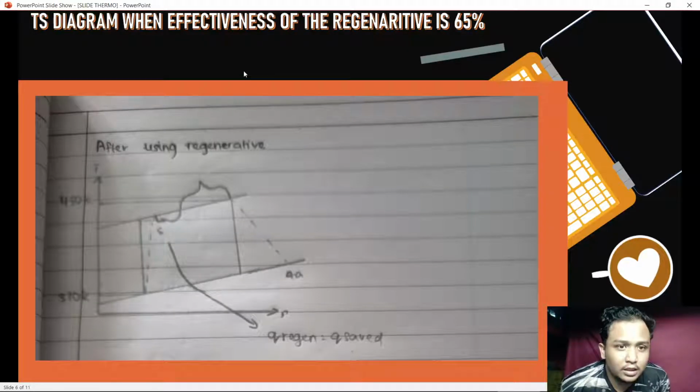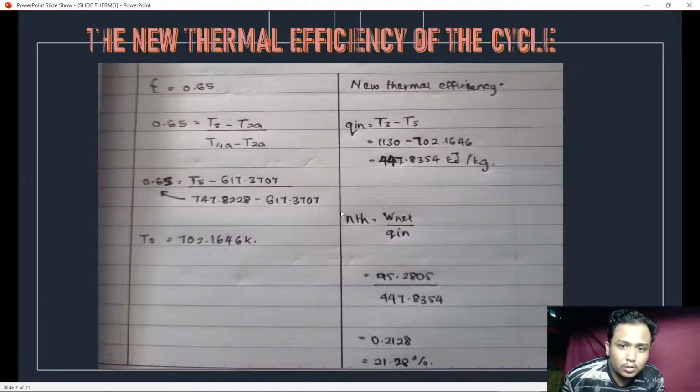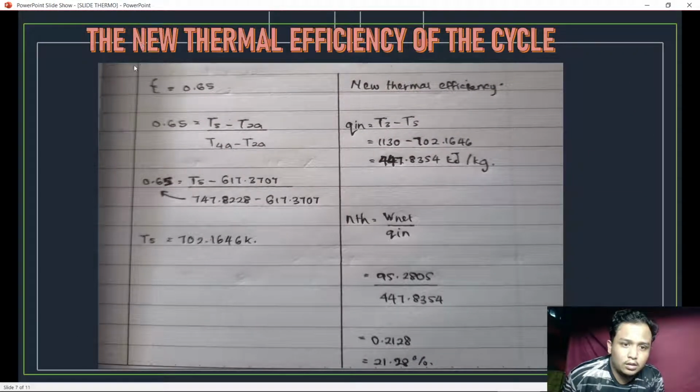This is the TS diagram when the effectiveness of the regenerative is 65%. So this is the TS diagram.